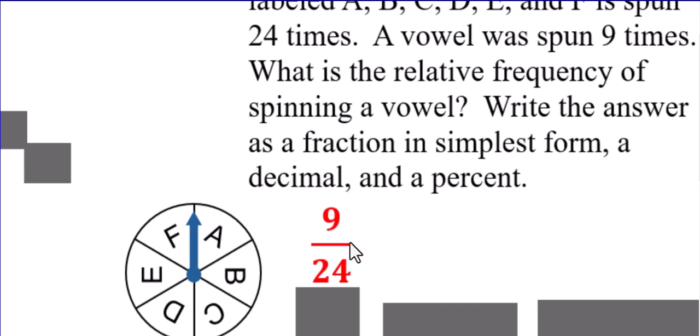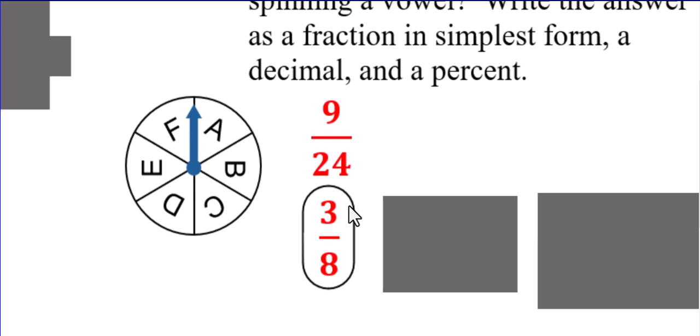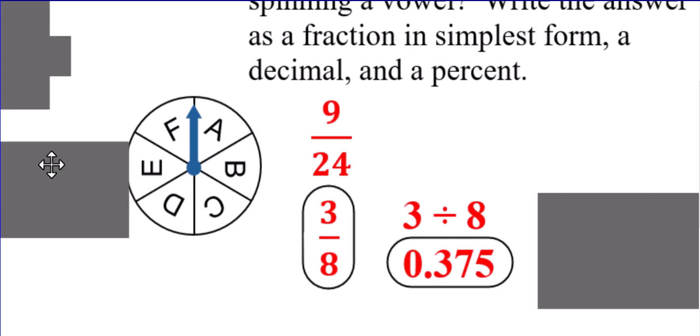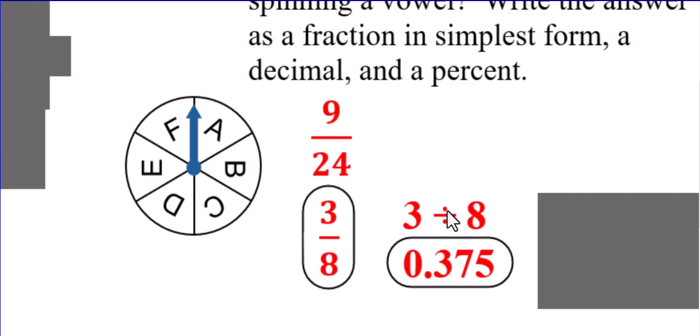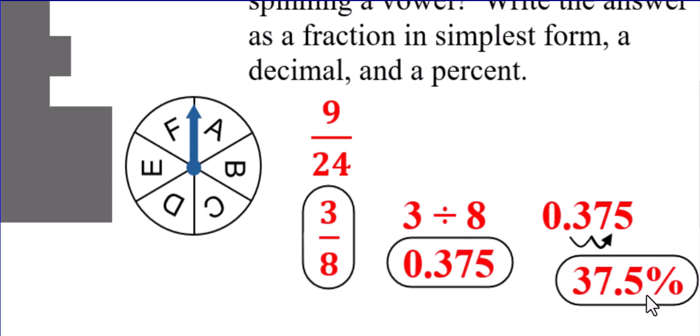Both 9 and 24 are divisible by 3, and that would give you 3 eighths. I don't know if you have your eighths memorized yet, but it's 0.375 when you take 3 divided by 8, and that makes it 37.5%. No, we're not going to round that to 38%. No. Didn't say round it. You're totally allowed to have decimal parts still in your percent answer. So please, no rounding unless the directions tell you to.